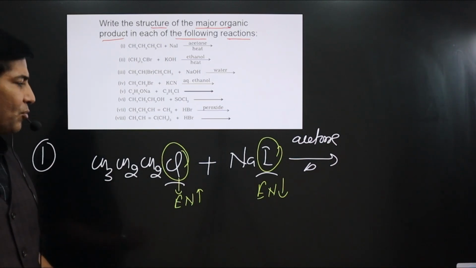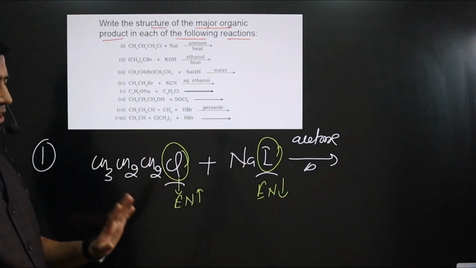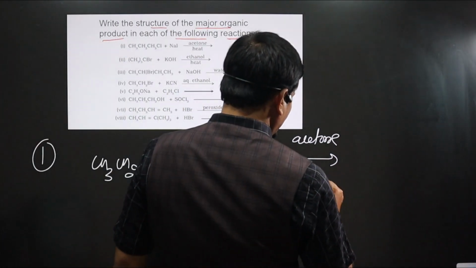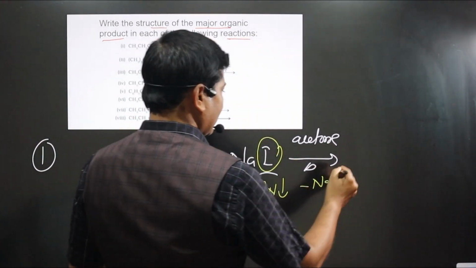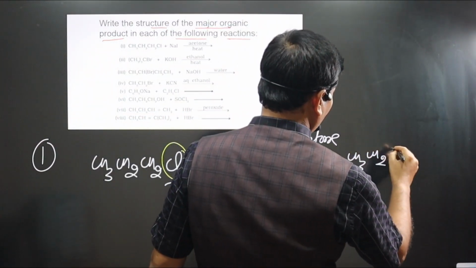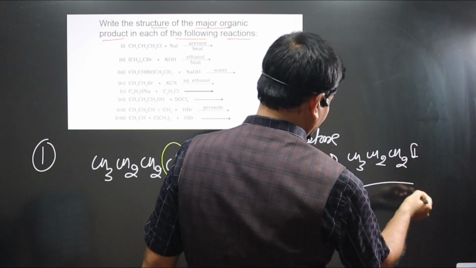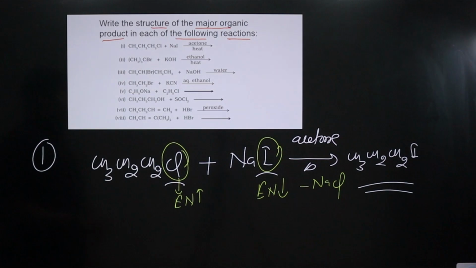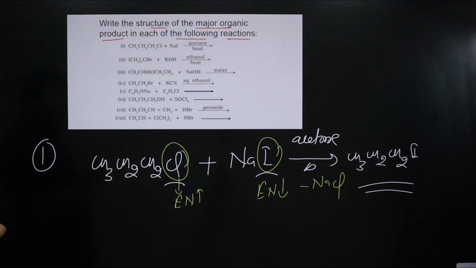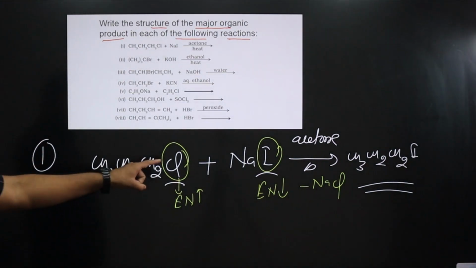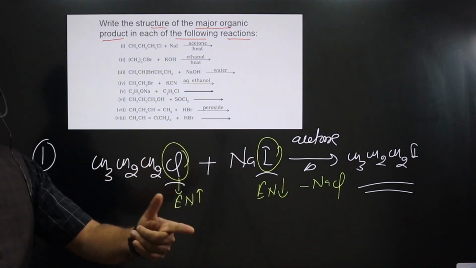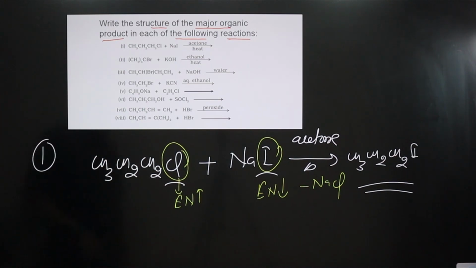So in this reaction, the iodine will come in place of Cl and Cl will go in place of iodine. So NaCl is removed from here and we get CH3CH2CH2I. Reaction is completed. Halogen exchange reaction. Remember, this is the Finkelstein reaction in which this halide should be more electronegative and this halide should be less electronegative. Then halogen exchange reaction will occur. Okay, move on to the next chemical reaction.